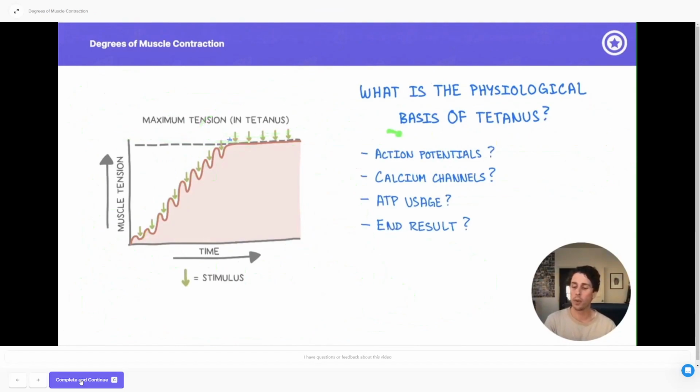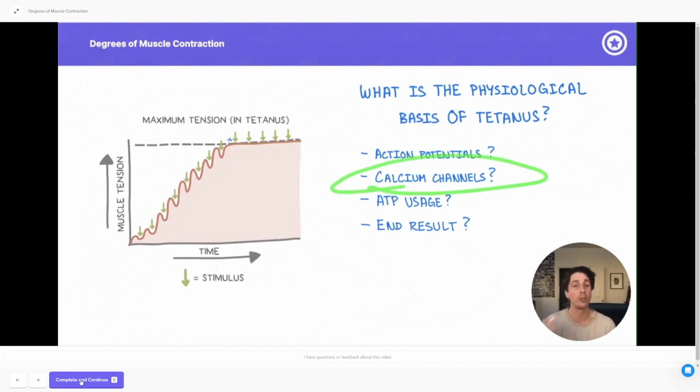Let's go ahead and think about what the physiological basis of tetanus actually is. We know that there's going to be action potentials, and as we can see, there's quite a few action potentials happening right on top of one another. We can see one here, here, here, etc. And once we reach up here, we've had so many action potentials stacking on top of each other, there's so much of a wave summation happening that we reach that maximum tension. At this point in time, there's tons of action potentials just kind of firing one after another. It's very continuous, and that is going to be what leads to tetanus.